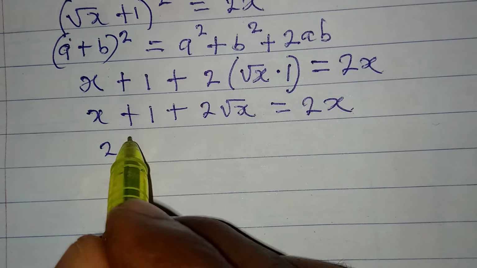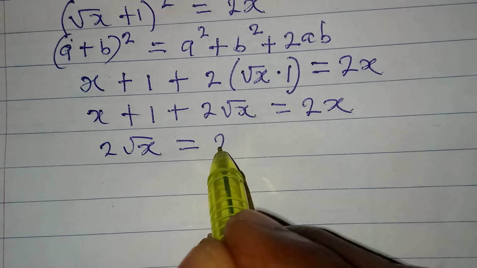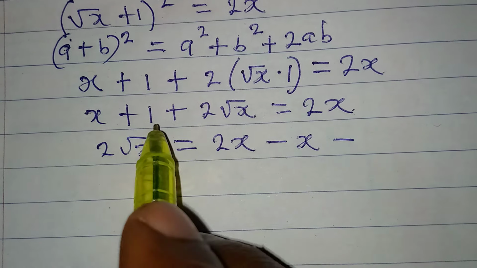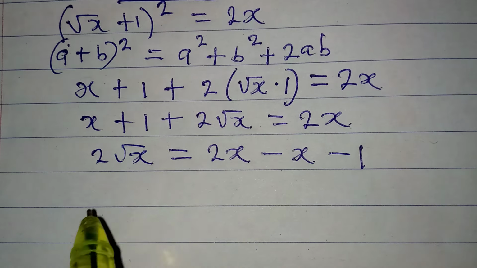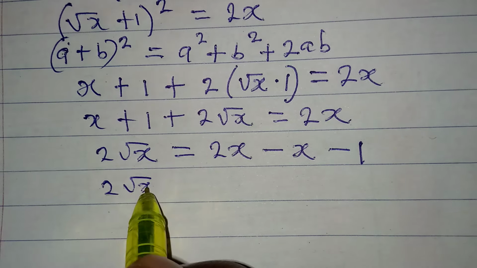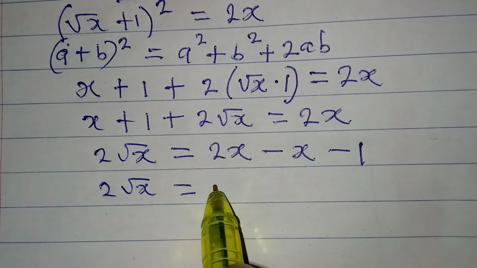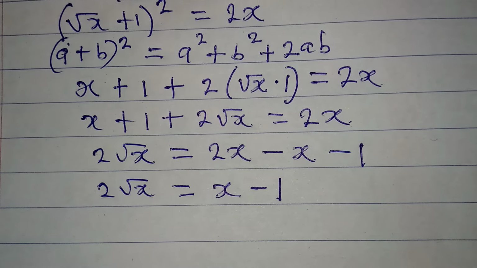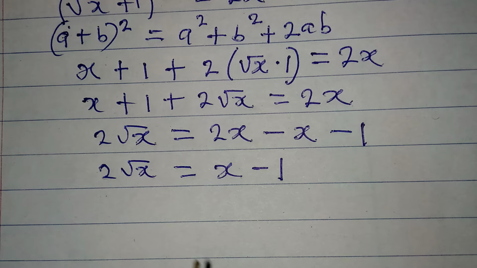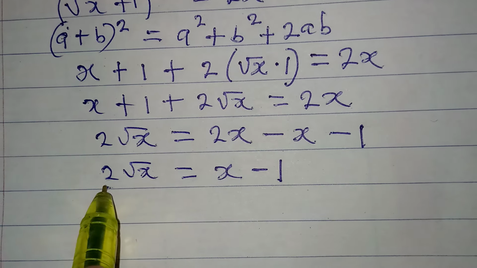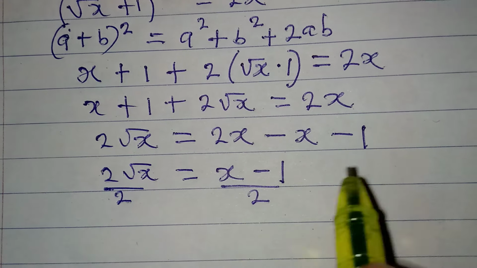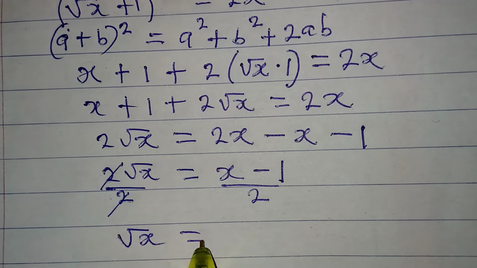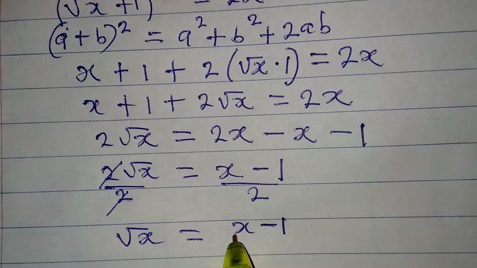So I'm going to have 2 root x on this side, which will be equal to 2x minus x, then minus 1 here. Okay, so from here now, 2 root x will be equal to this minus this, which will give us x. Then we have minus 1. And then the next thing I will do is to divide both sides by 2. Divide this by 2 and divide the whole of this by 2. This cancels this, and then our root x will be equal to (x minus 1) over 2.